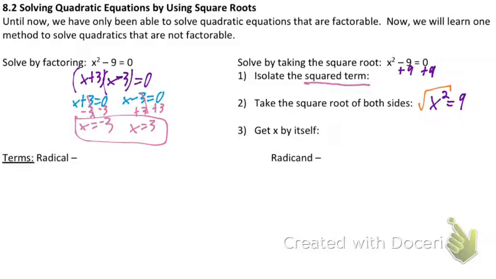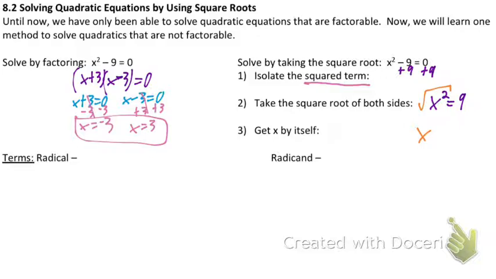Because mathematically what happens is just like addition and subtraction, they undo each other, right? Like when we added 9 to negative 9, it undid that. When we square a square root, they undo each other. They're called inverse operations. They're opposite operations of each other. So a square and a square root undo each other. So when we square root that left side, we're left with x.